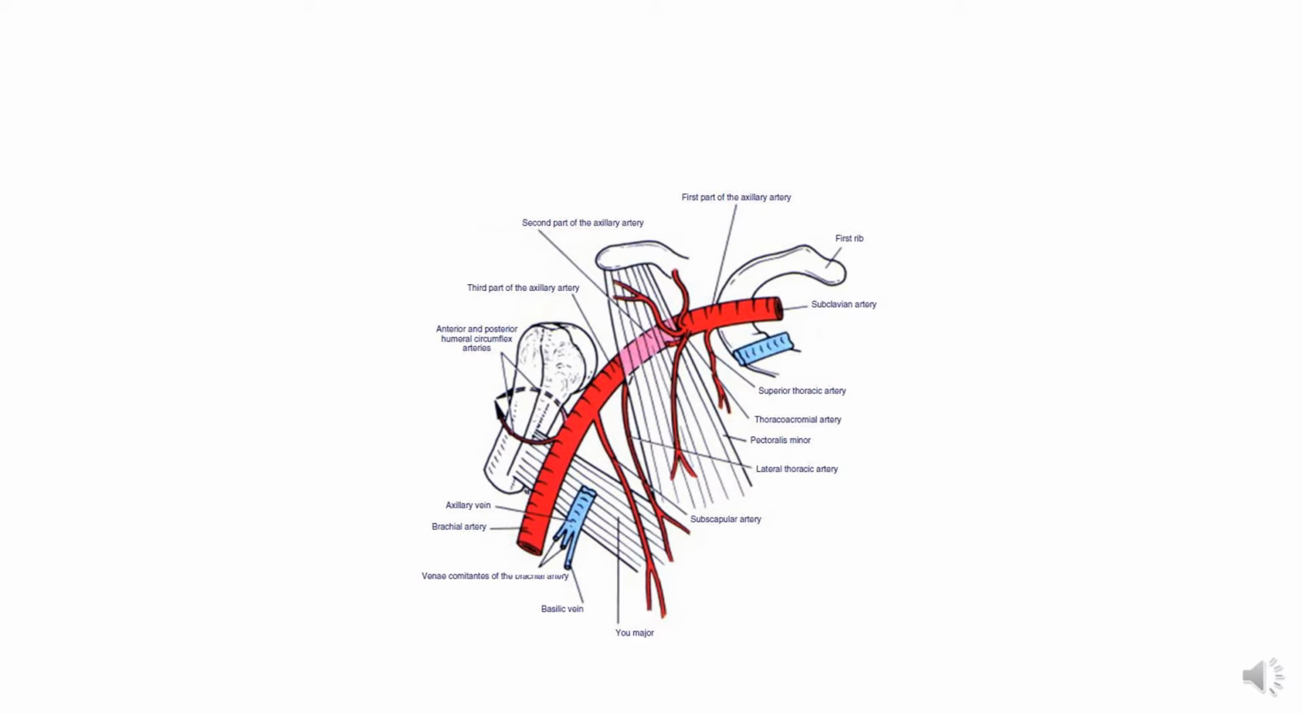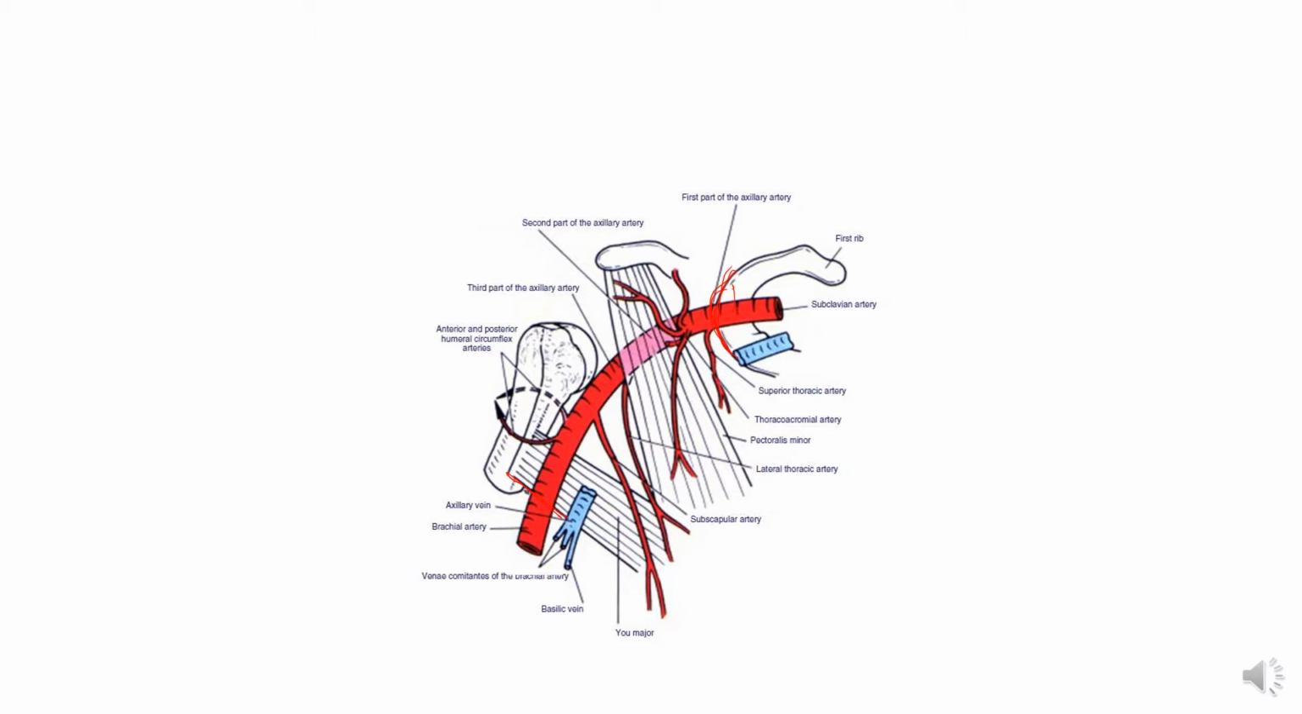So today we will learn about the gross anatomy of the axillary artery. The axillary artery begins at the lateral border of the first rib as the continuation of the subclavian artery, and ends at the inferior border of the teres major.